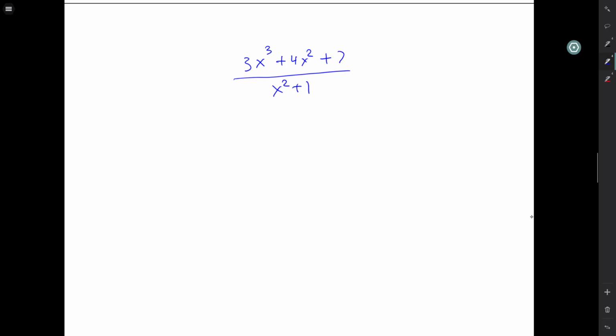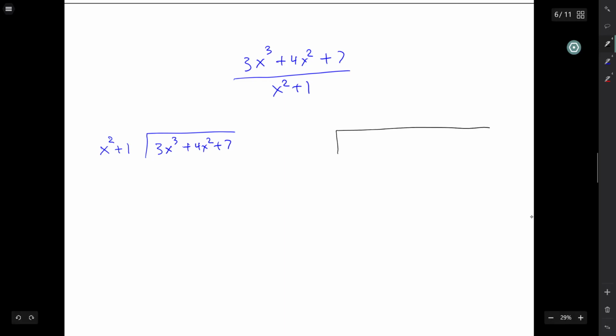Normally, you might want to set this up exactly the same way. You put the top under the little division box, and then you put the outside part outside. Sorry, the bottom part outside. But what we actually want to do with this is we want to fill in the little missing pieces. So instead of what I have written in blue, I'm going to work with what I have here in black.